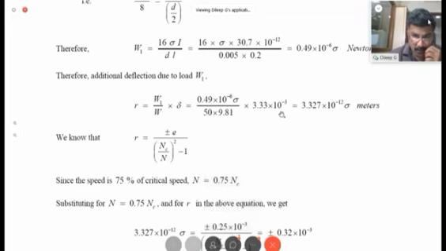Is it clear? So due to 1 Newton load at the center, transverse load, this is the deflection: 3.33 × 10⁻³ divided by 50 × 9.8.